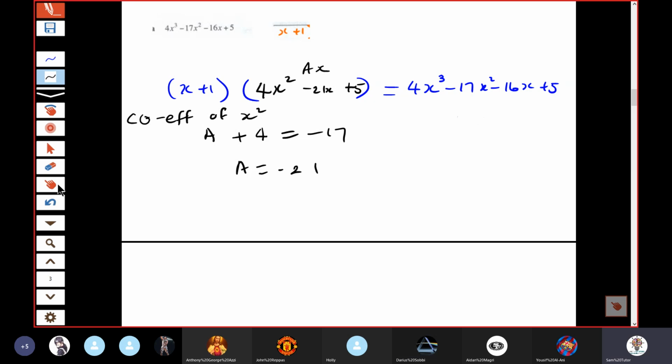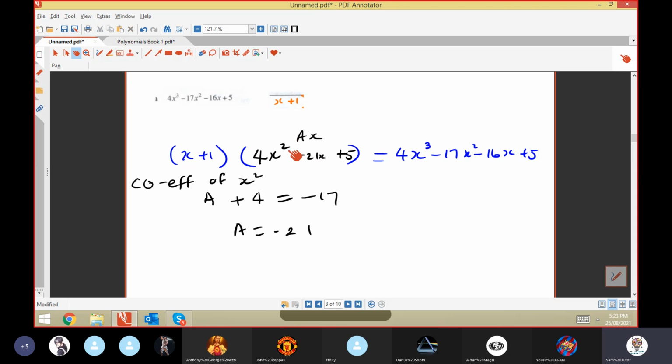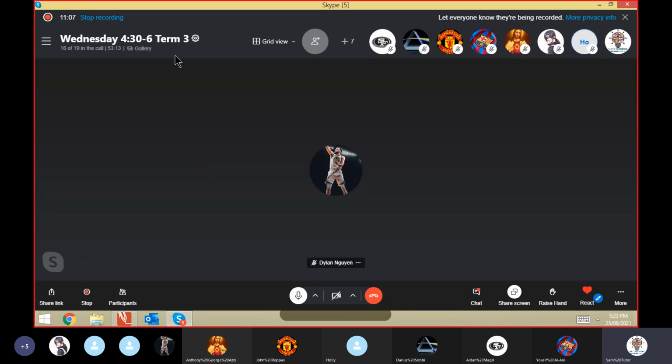And if you want to check it, this times this is negative 21x. This times this is 5x. Negative 21x plus 5x is negative 16x. It works. You're done. Cleaner, right? Easier, in my opinion as well, but sometimes not as easy, you know. I've had students say, no, wait, I don't like this. No problems. Up to you.